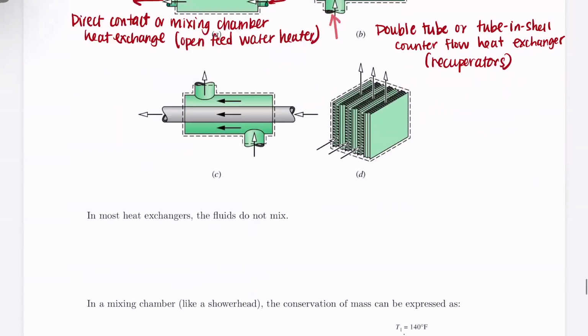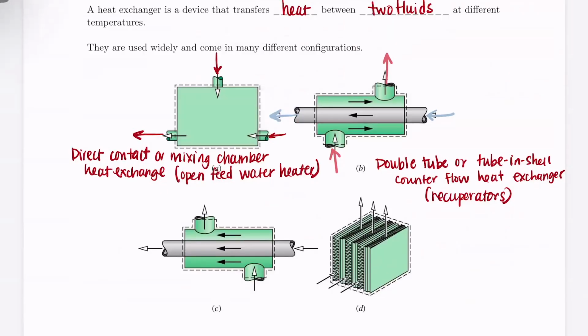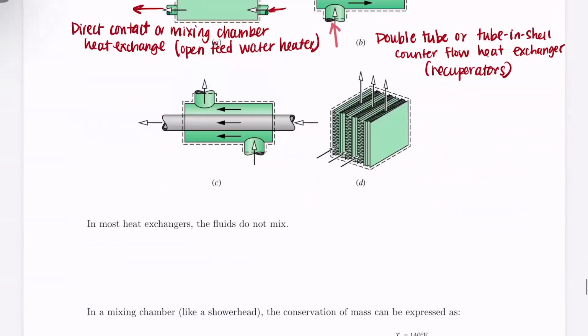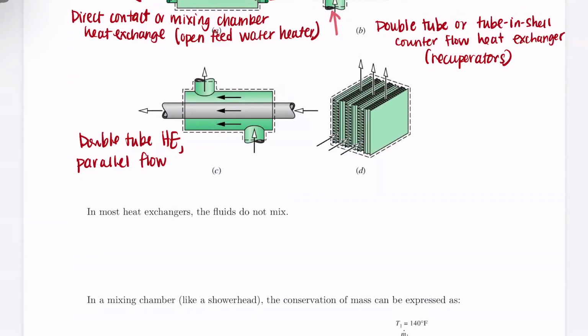All right. We can also have that same idea as image B, but when the flow is not counterflow to each other. So this one is a double tube heat exchanger as well, but this is a parallel flow configuration. We talk about heat exchangers quite a bit in 3500 as well. So the differences between the different counter and parallel flow configurations are talked about more in that class. And then last but not least, we also have a cross flow heat exchanger.